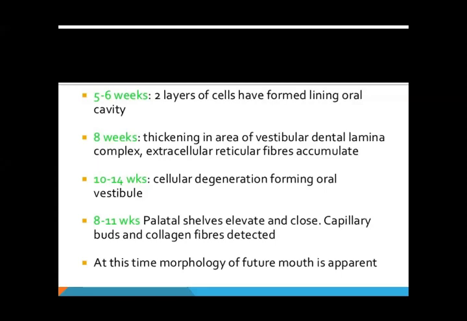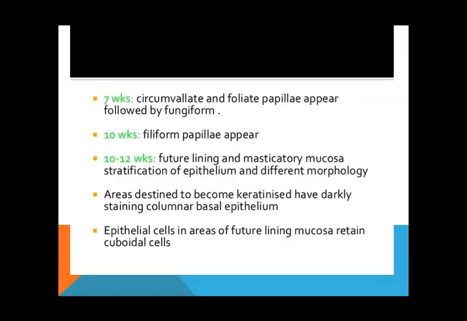At 8 to 11 weeks, palatal cells elevate and close, and capillary buds and collagen fibers are detected. At this time, the morphology of the future mouth is apparent. At 7 weeks, circumvallate and foliate papillae appear, followed by fungiform. At 10 weeks, filiform papillae appear.